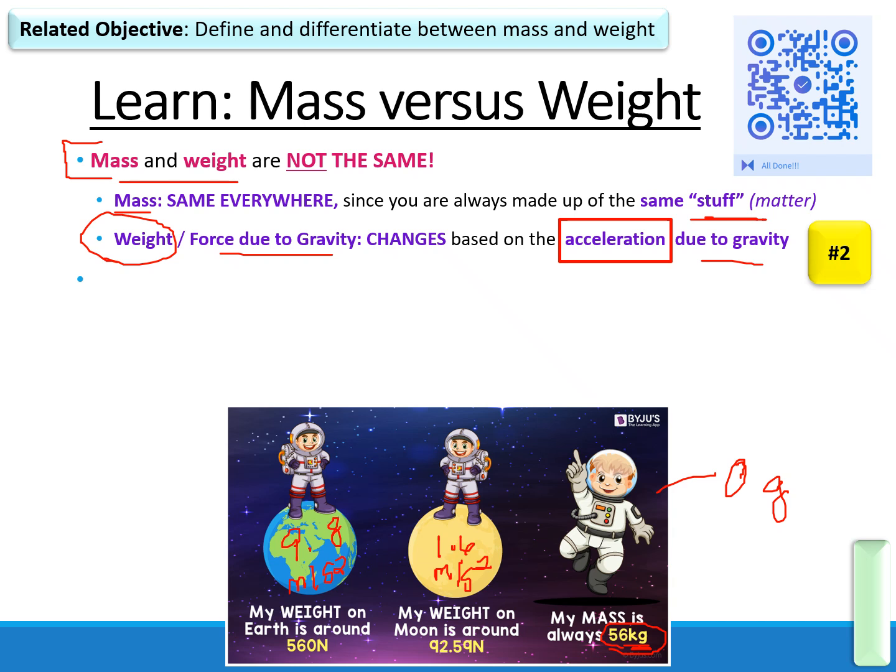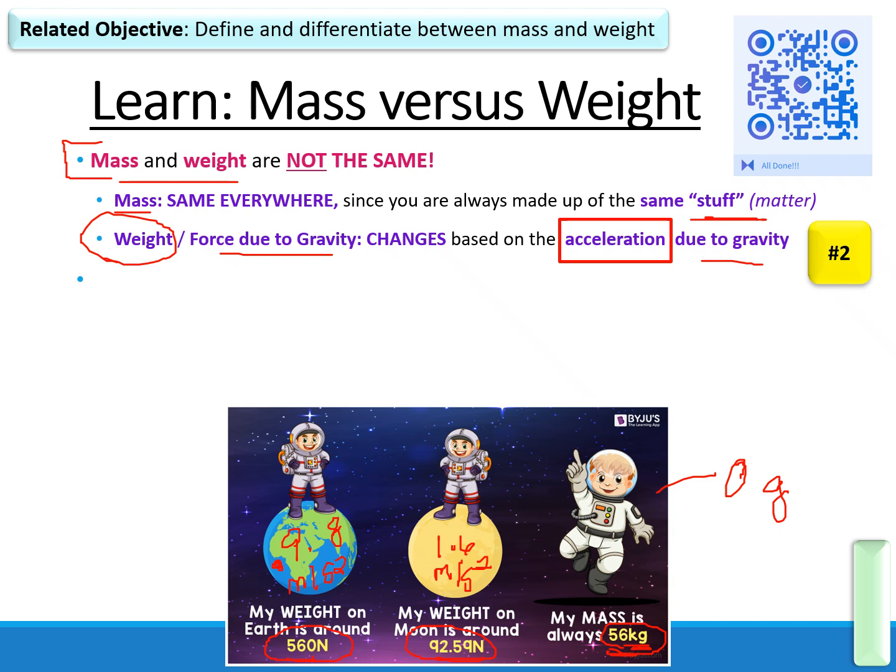So you can see, if my mass is 56 kilograms, my weight on Earth, which takes into consideration the gravity of 9.8 meters per second squared, is going to be 560 newtons. And you compare that to my weight on the Moon with 1.6 meters per second squared, my weight is only going to be 92.59 newtons. So much, much less, right?